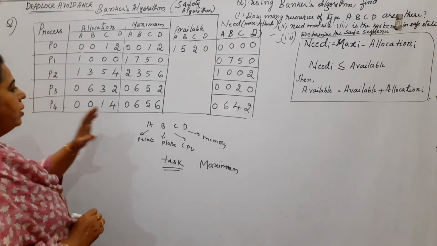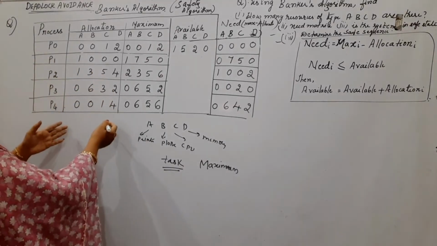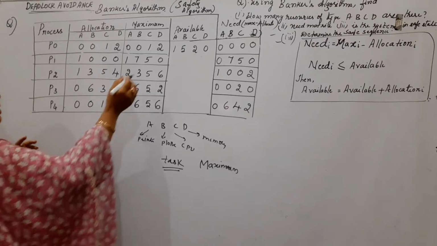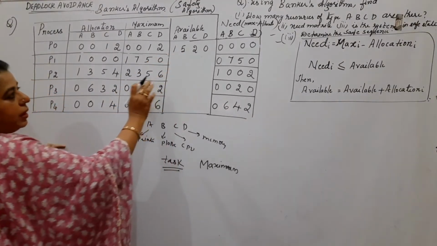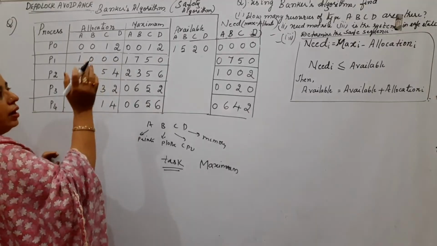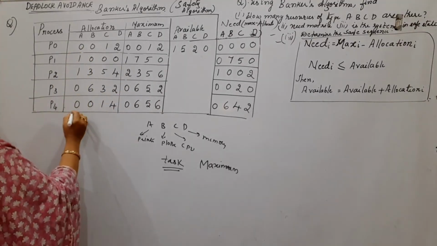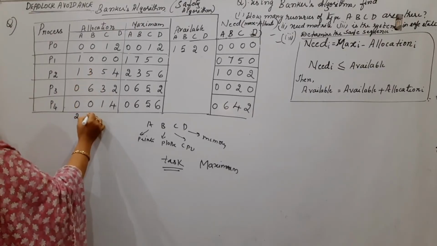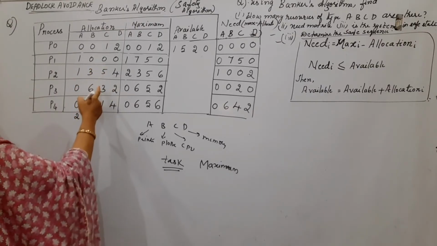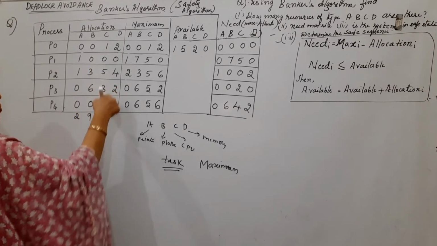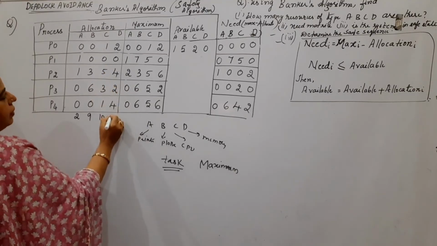How to calculate? Easy. What you have to do is you add up the column values for allocation with the values of the available. That will give you the total instances of all the different types of resources. If you add here, you will get 2, 9, 5, 8, 9, 10, 4, 8, 9, 10, 11, 12.